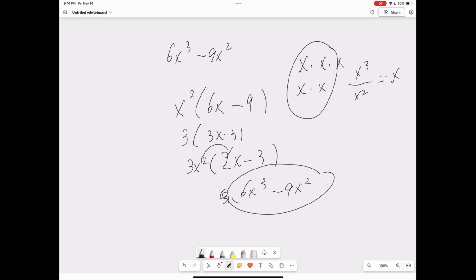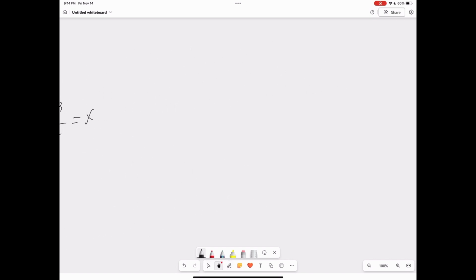Okay, let's try another one. So, let's try negative 12x squared plus 18x. You can pause right here and try it. Okay, let's go ahead and try this.